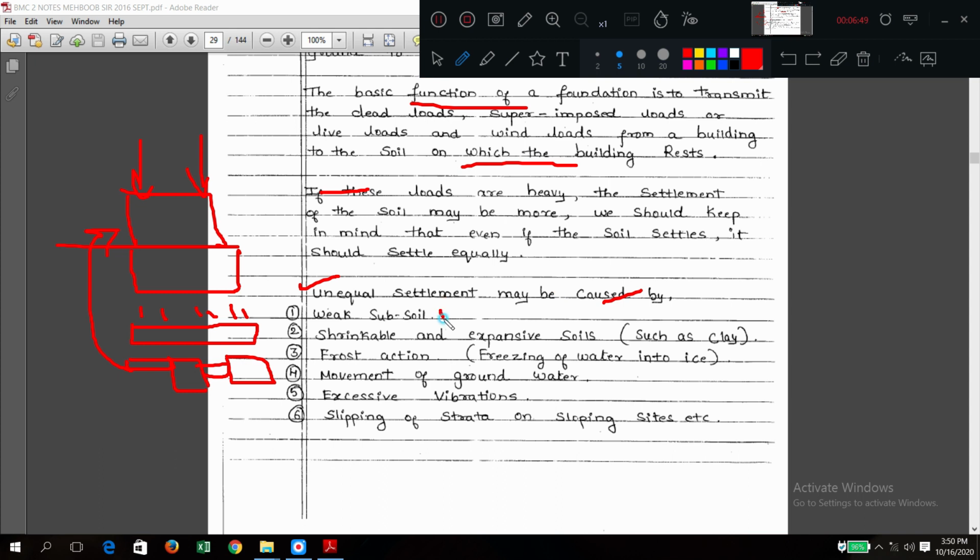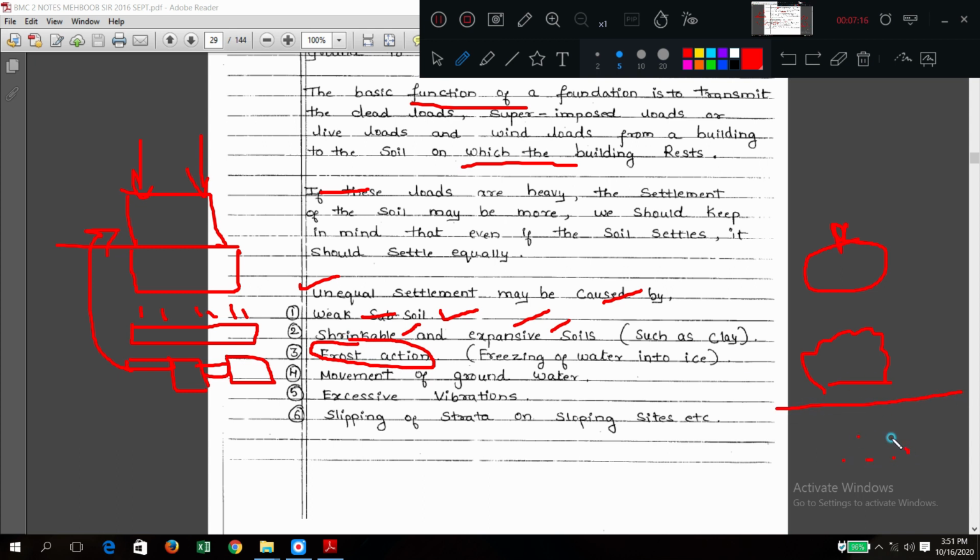Weak soil, shrinkable or expansive soil. Shrinkable means what? When you remove the water, there is volume reduction. Reverse: when you add water, volume increases. So that is called expansive or shrinkable soil. Next, frost action. What is that frost action?